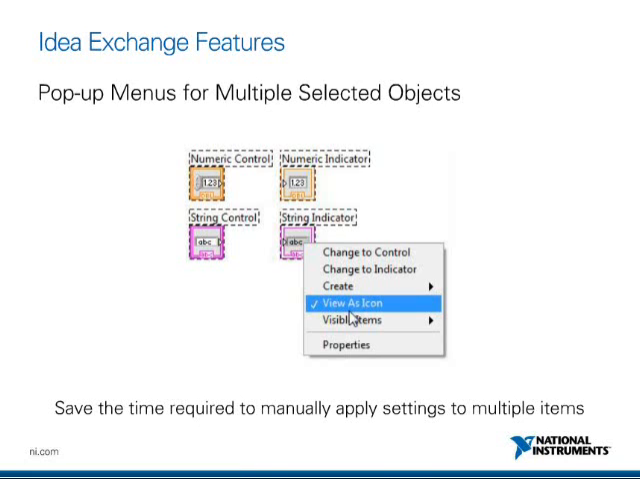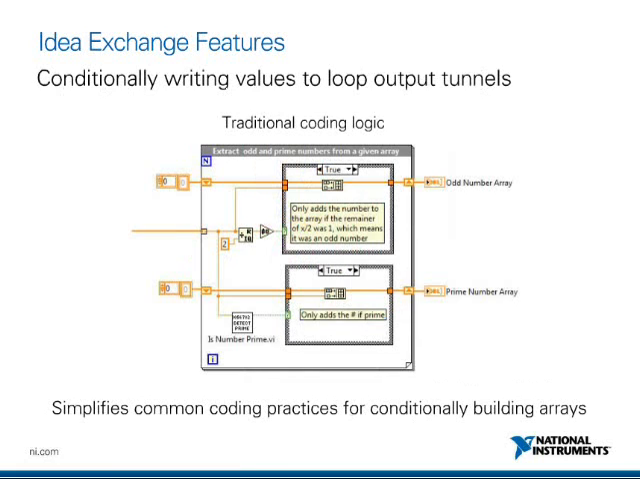As another example, you can now right-click when selecting multiple items in the block diagram and perform common operations. If you've ever spent time changing multiple icons to terminals on the block diagram, this is just one of several examples of operations that can now be performed with a single click.